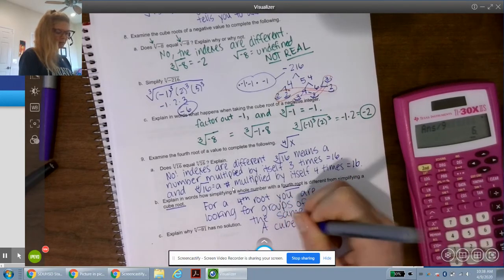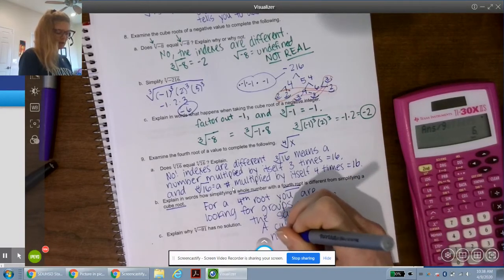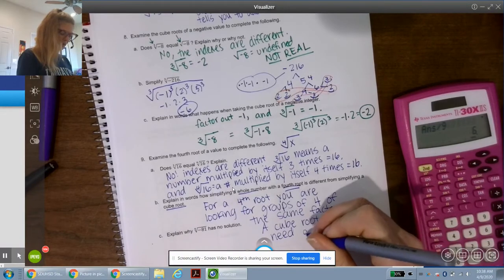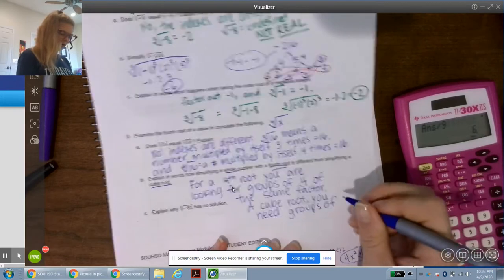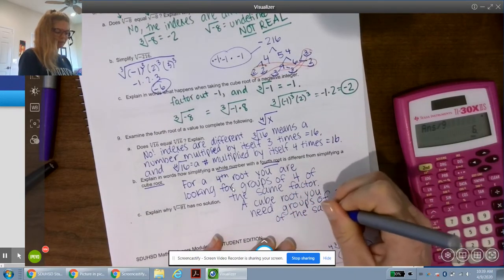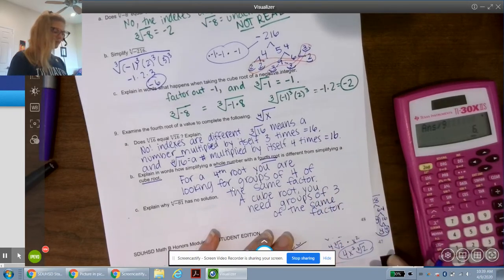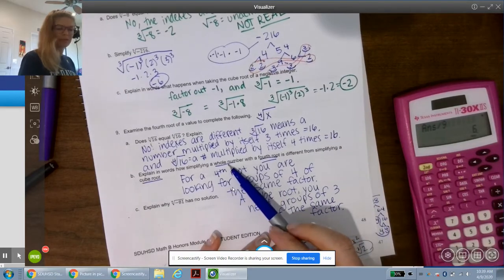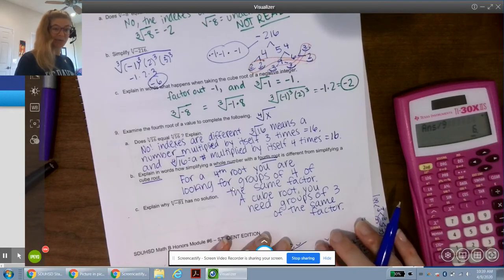A cube root, you need groups of 3 of the same factor. And notice that these are whole numbers, so we don't have to talk about if the number was negative or not, because whole numbers are 0, 1, 2, 3, 4, 5, and so on. So that's kind of nice, we don't have to worry about it.